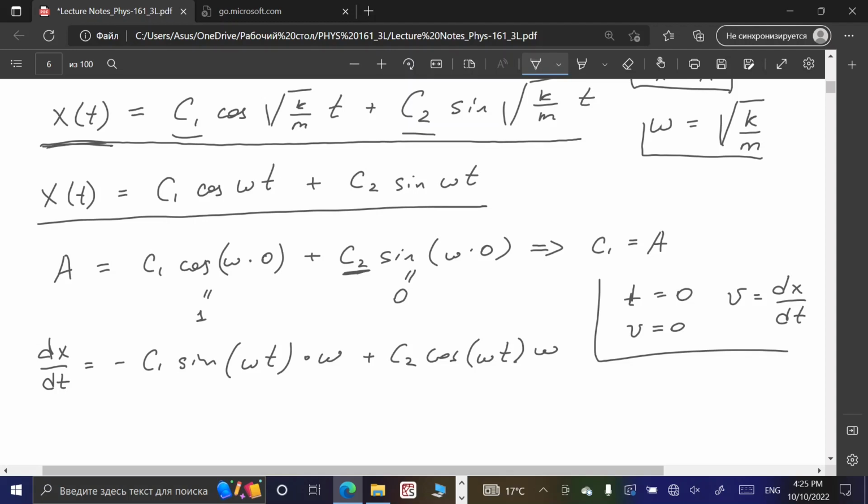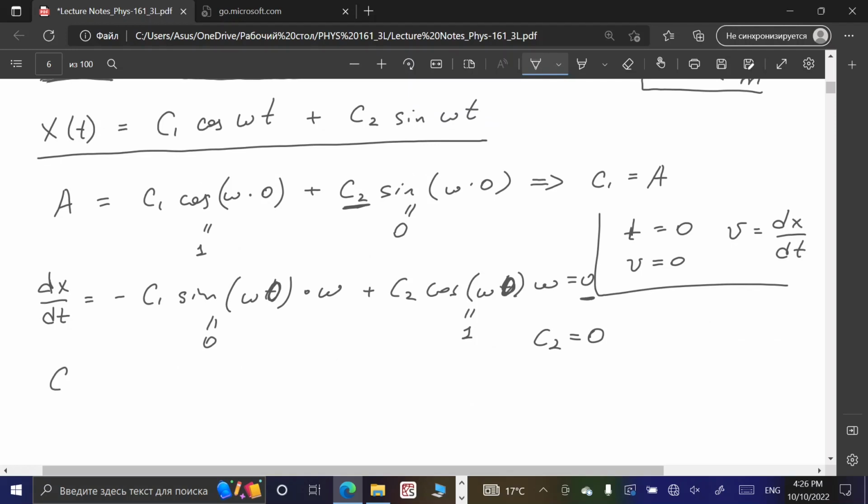Now, when we want to set this boundary condition that it will be equal to 0, we need to set here t equals 0. So sine 0 will give us 0, and cosine 0 will give us unity. So in order to get 0 on the right side of the equation, C2 should be equal to 0, because omega cannot be equal to 0, otherwise we don't have any oscillations. So now we have C1 equal to amplitude A and C2 equal to 0.